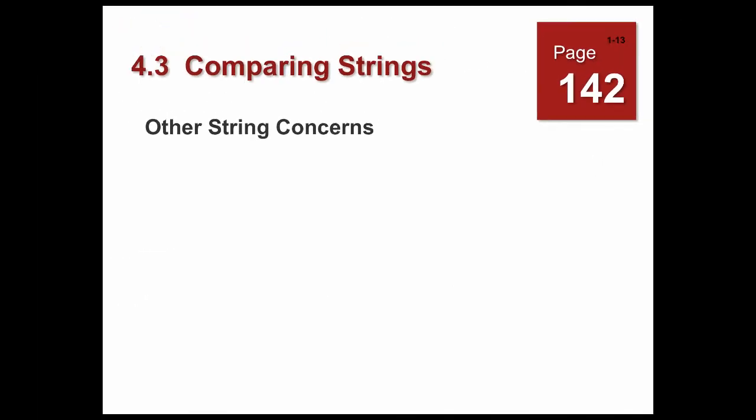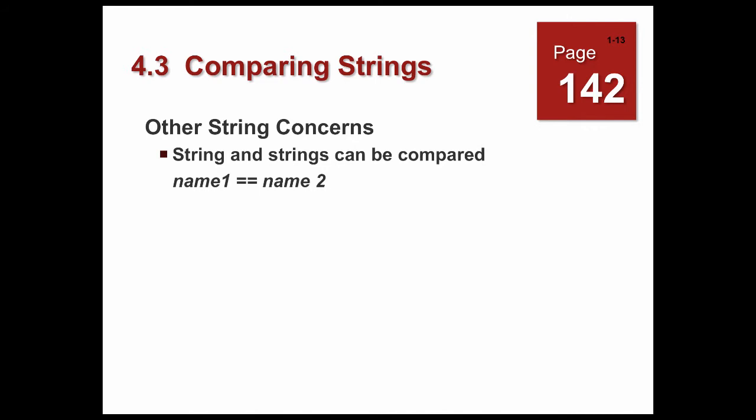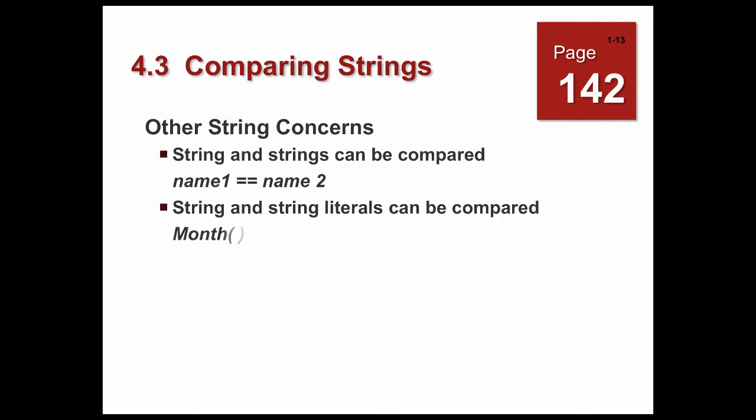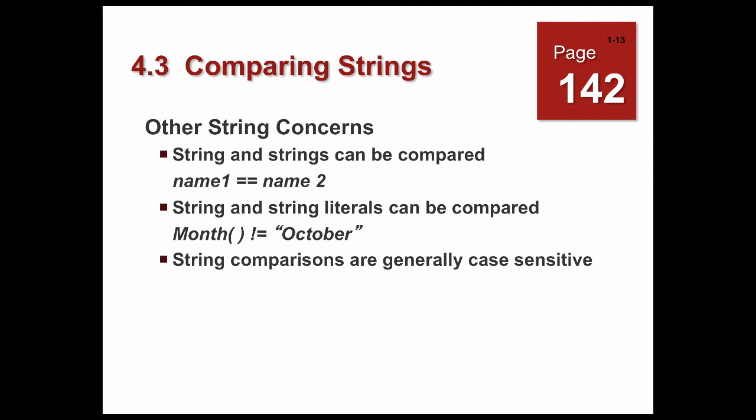There are several things that we need to consider when we compare strings. First of all, strings can be compared to other strings. So we can say if name1 variable equals or compares to name2 variable. Now, don't forget, strings can also be compared to literals. So at this point we can say, if our month function is not equal to October, so month was calculated by the computer, and there is the not equal to, and October's in quotes because that's a string. So we're going to say month is not equal to October, and then something would happen. Remember that they're case sensitive. So if I spelled October with a lowercase, it's not going to find it.